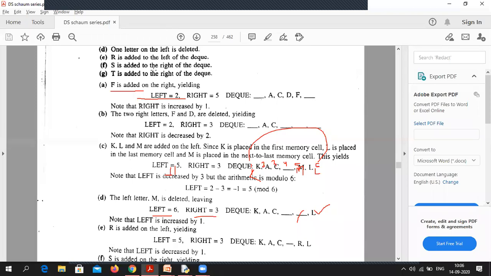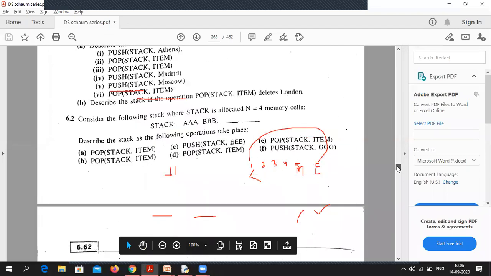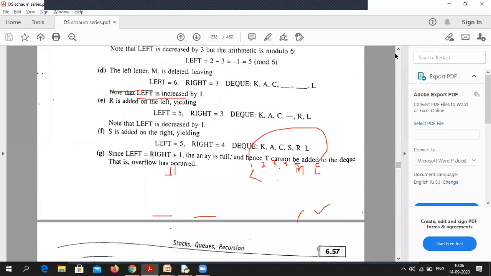Okay, just think about this. R is added to the left. Now, whenever you have to add at the left end, what you have to do? Yes, you have to decrement the value of left. Right now, left is 6, so left would be decremented by 1. Left would become 5. So at the 5th location, you are adding R. So R is added over here.